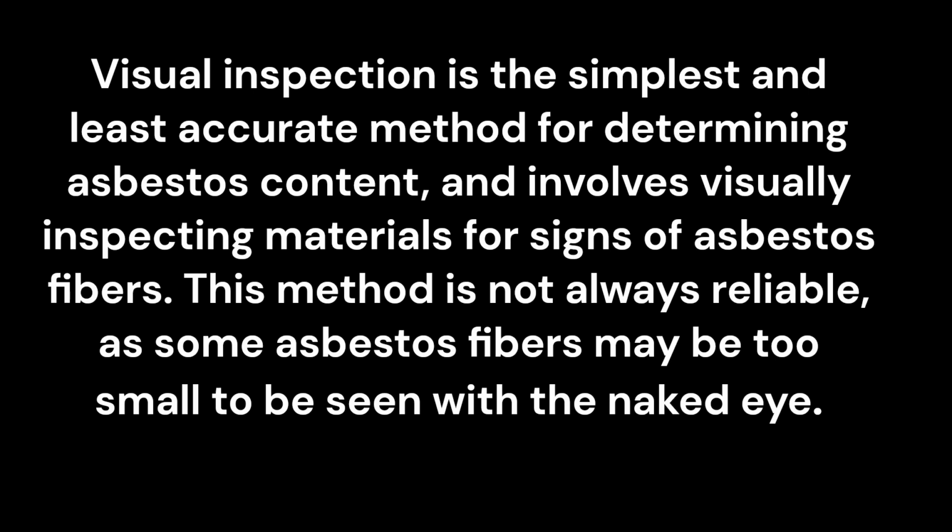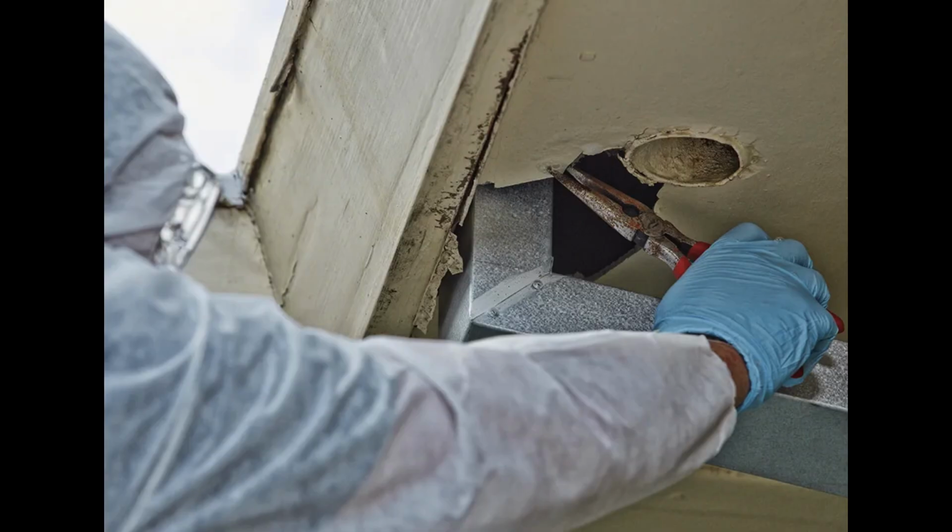Visual inspection is the simplest and least accurate method for determining asbestos content and involves visually inspecting materials for signs of asbestos fibers. This method is not always reliable, as some asbestos fibers may be too small to be seen with the naked eye.